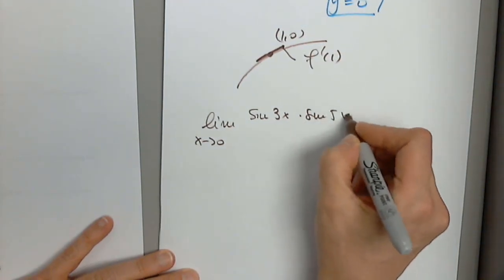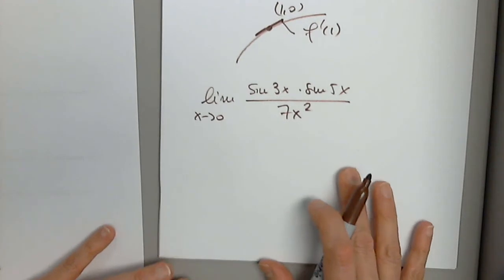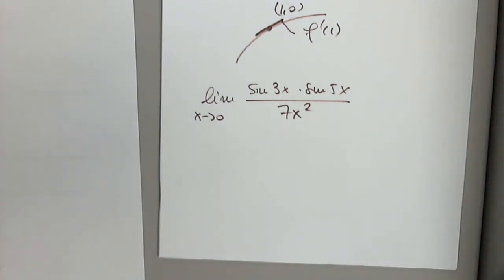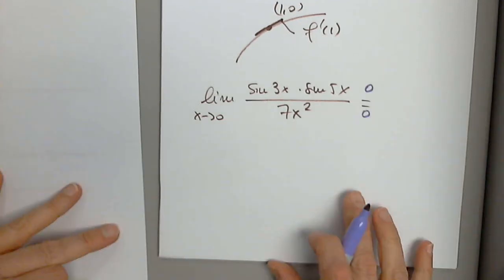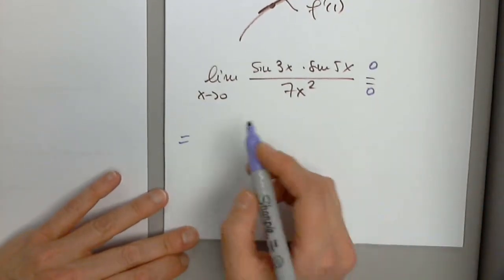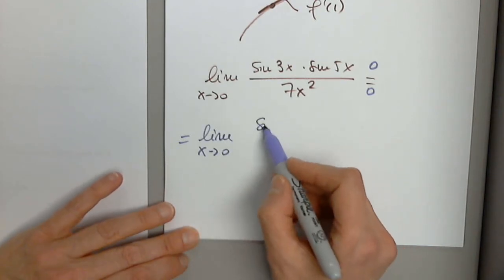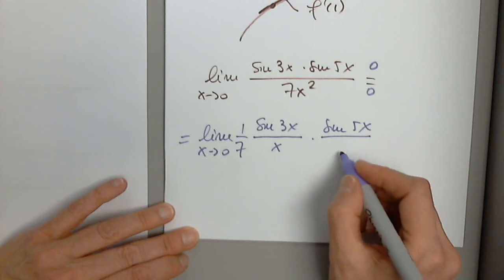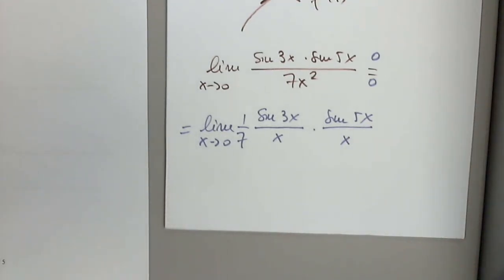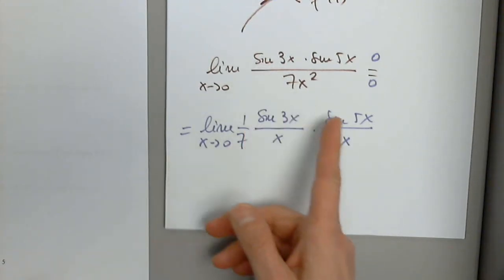Okay, so then sine 5x divided by 7x squared. I do not recommend L'Hopital's rule on this, even if when you plug in 0, you get 0 over 0. However, I do recommend a very simple algebraic manipulation: limit as x approaches 0, 1 over 7 in front, sine 3x over x, times sine 5x over x. So I split the fraction into 1 over 7 outside. I can even put it in front of the limit operator if I wanted to. As you see, I didn't change anything. It's still 7 times x, which is 7x squared. It's still sine 3x, and it's still sine 5x.